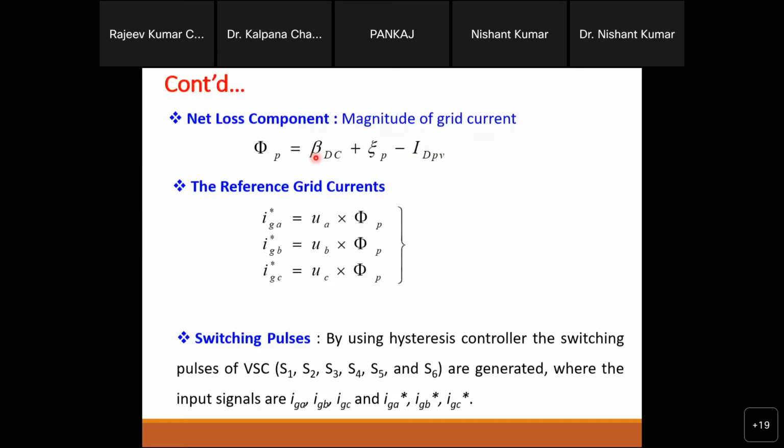But when we are feeding the power into the grid, at that time you will see this grid current is out of phase with respect to the voltage. Out of phase means you will see a 180-degree phase shift there. 180-degree phase shift means just multiply with -1. So negative. So that's why I have taken it like that. So this is out of phase.